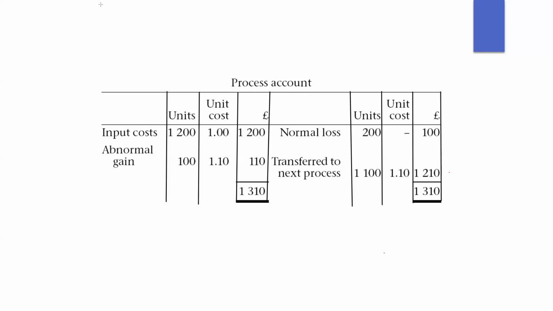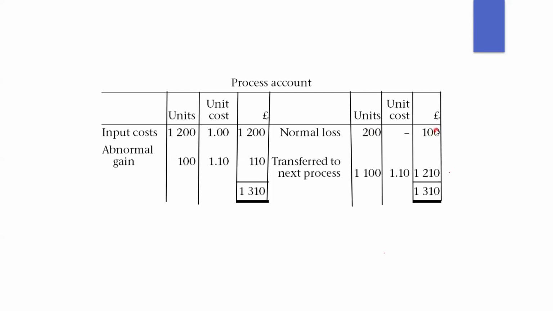So now you can see the process account. In the process account, as earlier, we have put the input cost 1200. So the value is £1200. Then we have calculated the normal loss, which is 200 units, and we are going to scrap it at 50 pence each. So we are getting 100 pounds.